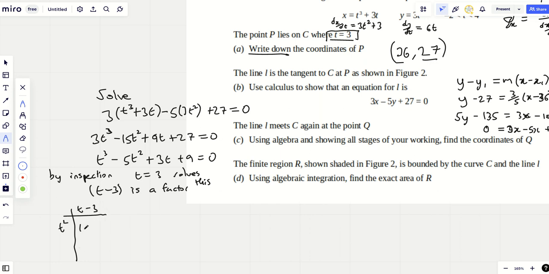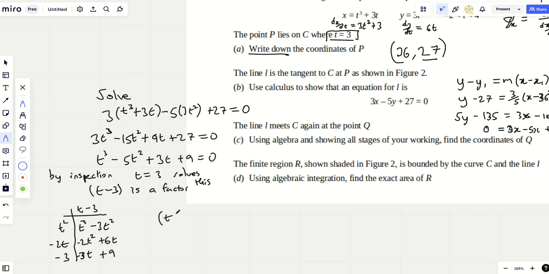We get t squared there to make the t cubed. That gives us minus 3t squared, but I want minus 5t squared, so this must be minus 2t. That also gives me a plus 6t, but I want plus 3t, so this must be minus 3. And what I like about this method is I can see at the end I've done it right.